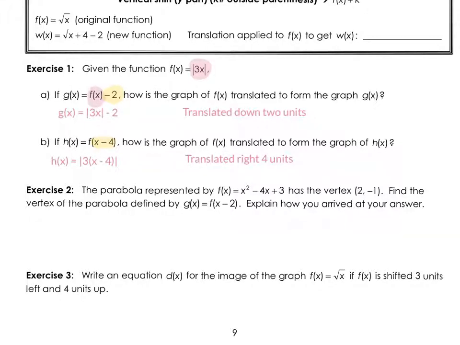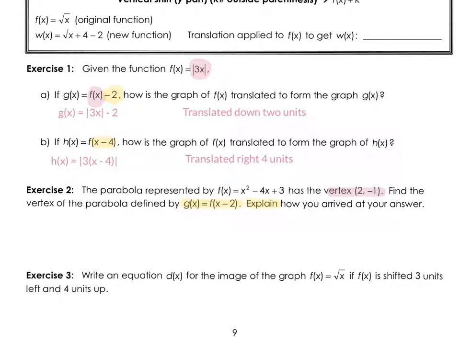Okay, let's look at exercise 2. The parabola represented by f of x equals x squared minus 4x plus 3 has a vertex. Now this is a little bit different. They're telling us what the vertex is, and we want to find the vertex of a parabola that's defined by this new function. And then we have to explain how we arrived at our answer.